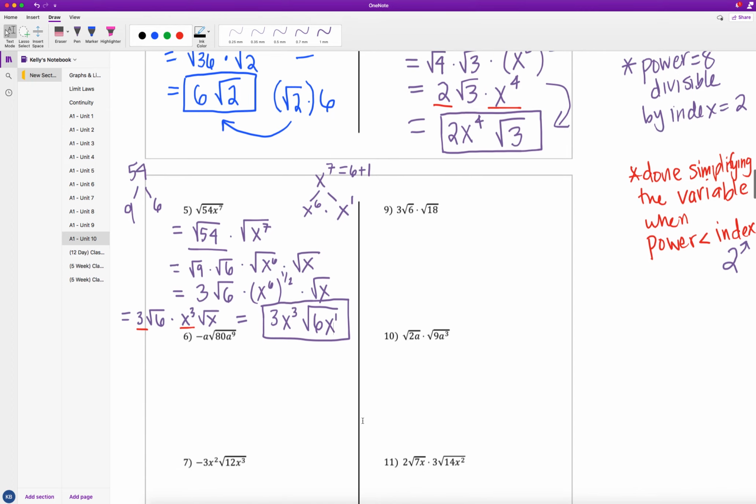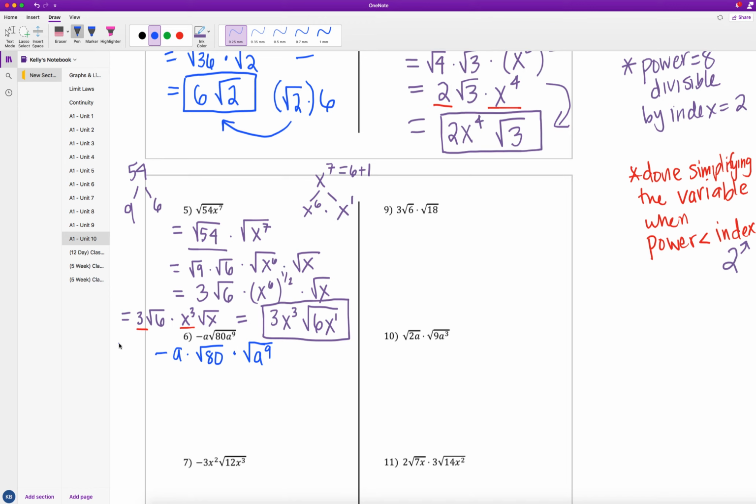Let's look at example 6. So in example 6, it looks a little bit different. We now have a variable and actually a coefficient, a -1a multiplied in front. Well, that's fine. That's just something that's multiplied already outside of the square root. I'm going to leave that alone for a little bit. Let's look at the rest of the piece. We have the square root of 80 times a to the 9th. So we can break this apart into the square root of the number piece times the square root of the variable piece. Why don't you guys pause the video and simplify the square root of 80 on your own first, and then we'll check it together.